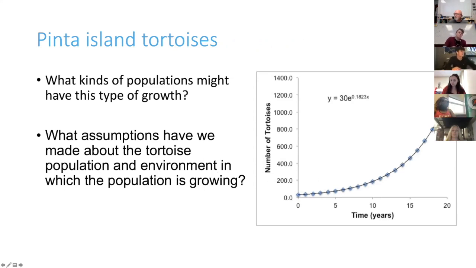So if we step away from the tortoises for a moment, can you guys think of any populations that you might expect to have this kind of growth pattern, where this kind of model would fit their population growth well?